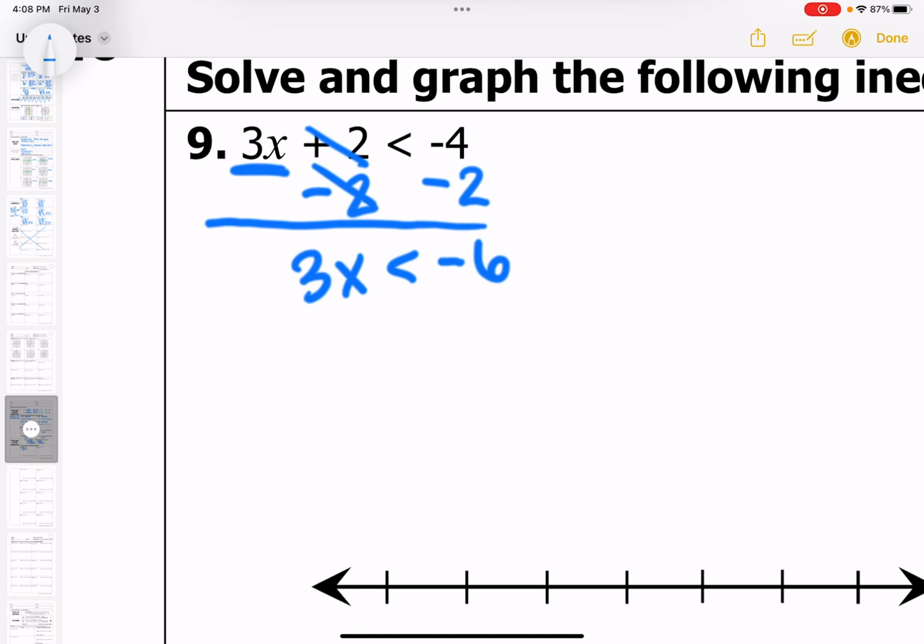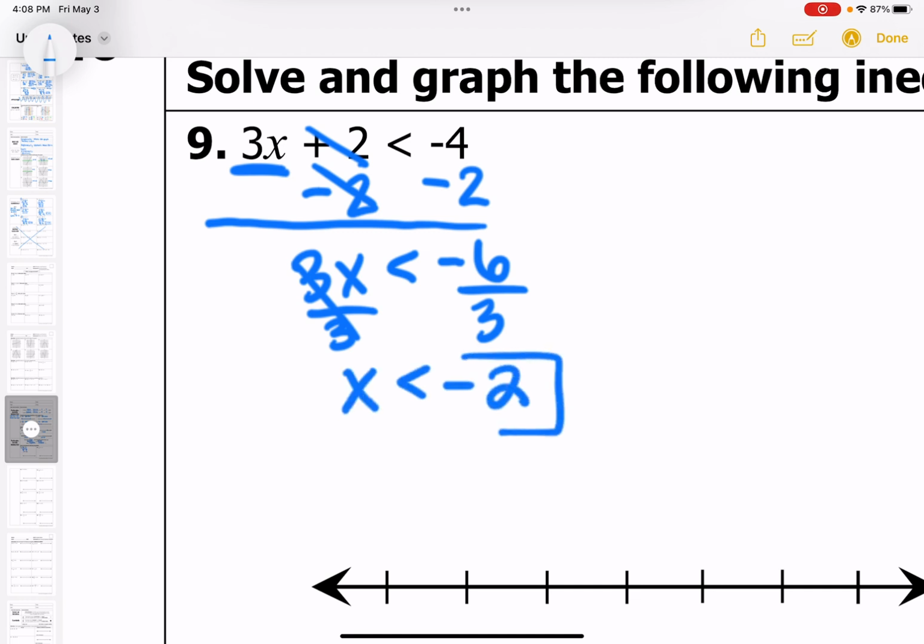All right, I have a 3 beside x, which I need to get rid of. When a number and a letter are sitting right next to each other, that means multiplication. So in order to move that number, I have to do the opposite. So I'm going to divide both sides by 3. So x is going to be less than negative 2.